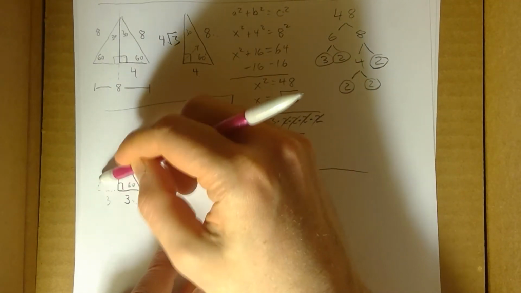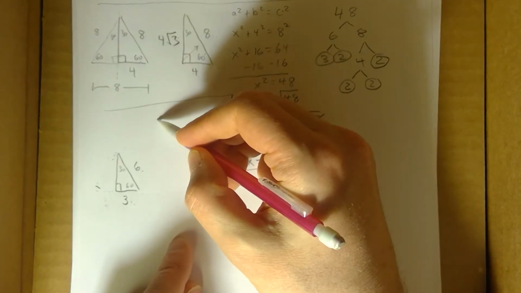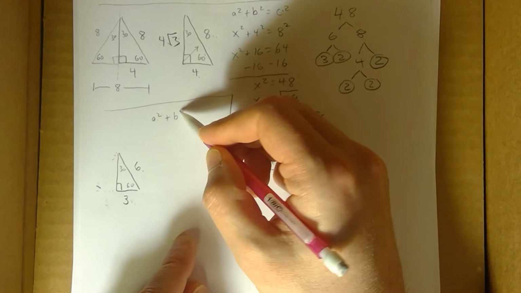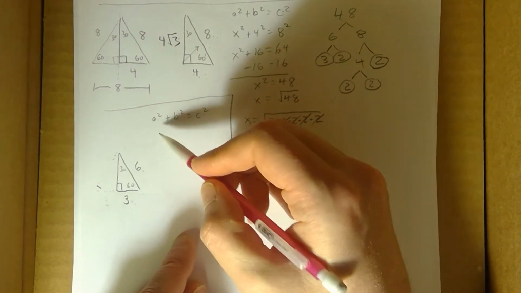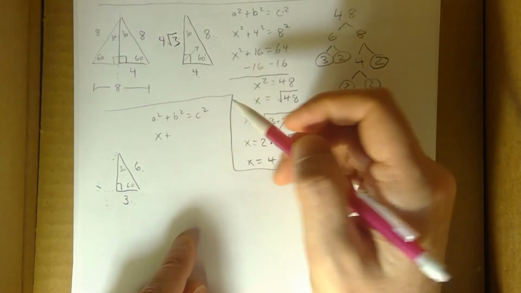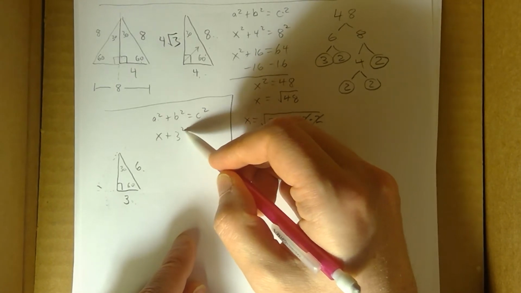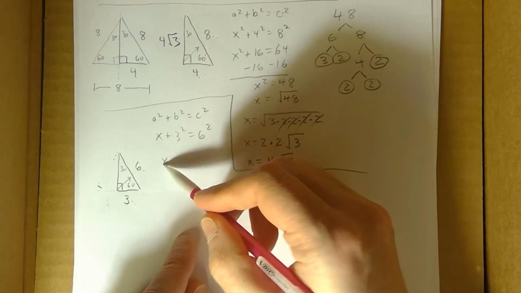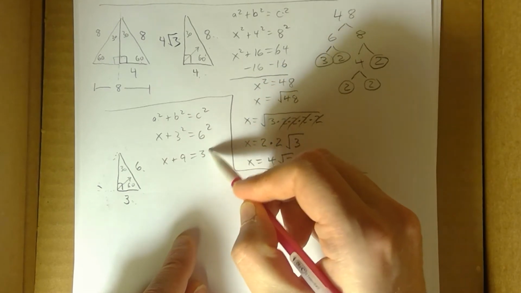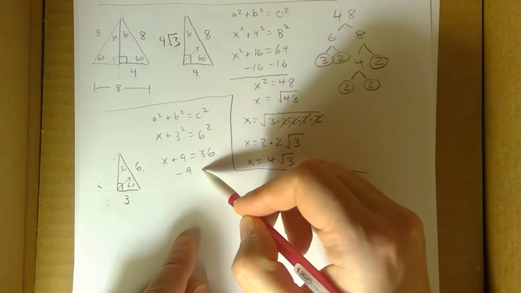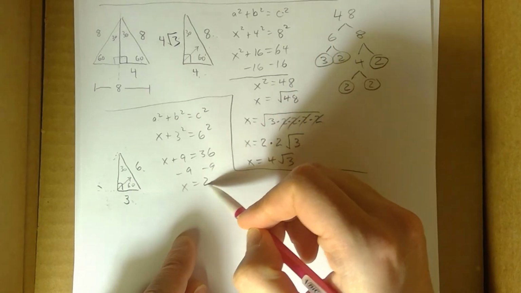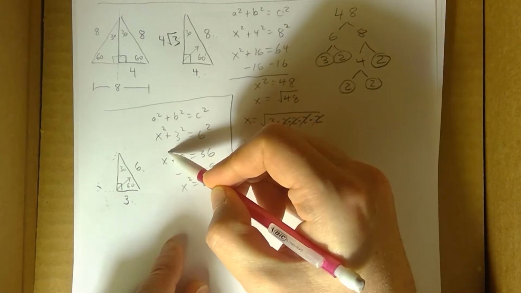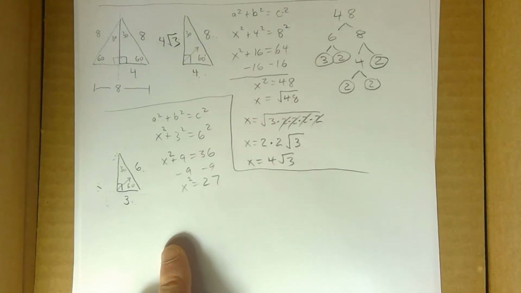And I'm going to erase this for now. All right, I'm going to use some of this space here so that you can see the previous example still. So a squared plus b squared equals c squared. This will be x squared plus 3 squared equals 6 squared. Again, the hypotenuse is 6. x squared plus 9 equals 36. And we are going to subtract 9. So x squared equals 27. I'm sorry, I missed all my 2's.